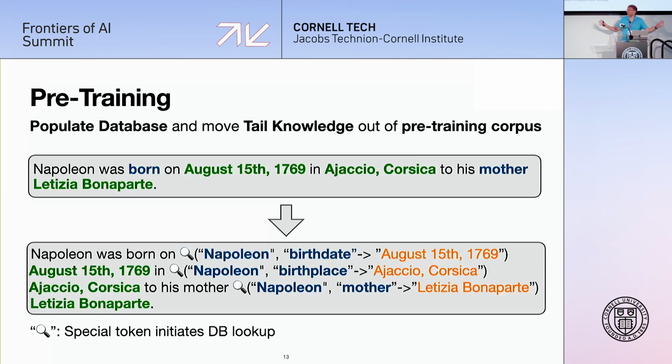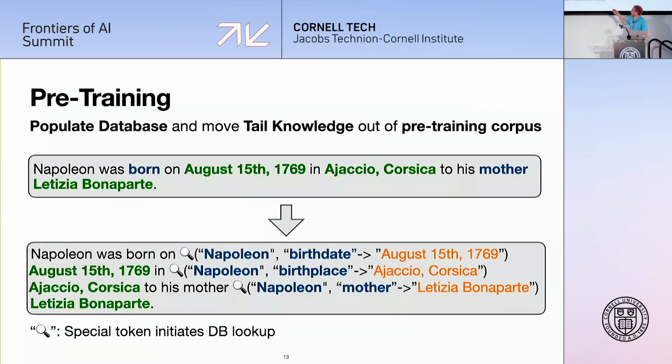So how do we do this, right? And essentially, it comes down to a modification of the training data. So what we do is we actually did this on Wikipedia. We did a prototype where we pre-processed all of Wikipedia. And so here's an example sentence from Wikipedia. Napoleon was born on blah, blah, blah. And I highlighted in green all the specific knowledge that I don't want the model to know, right?